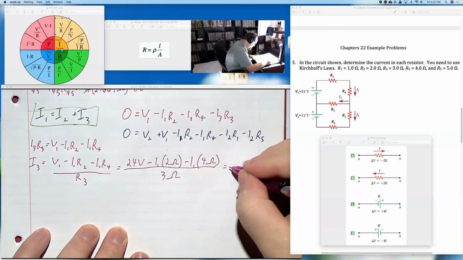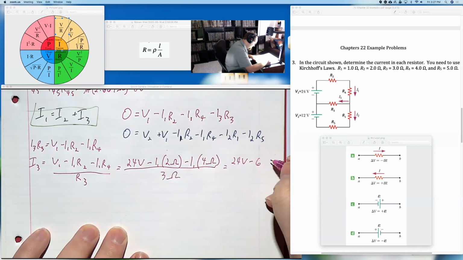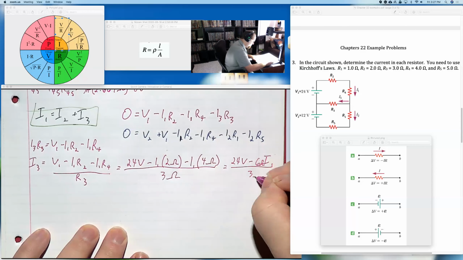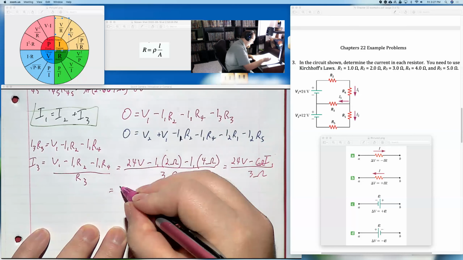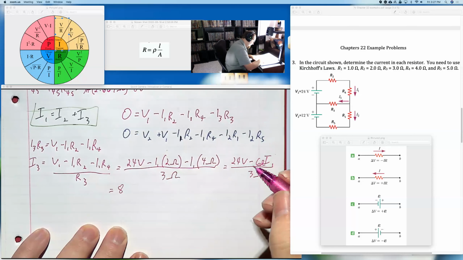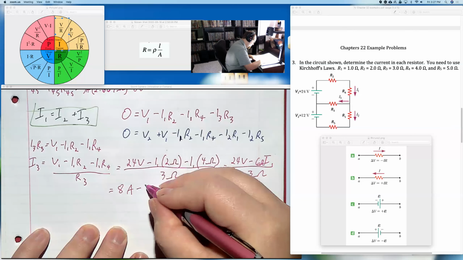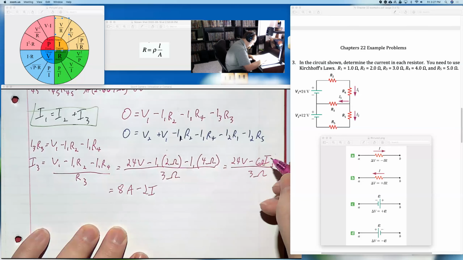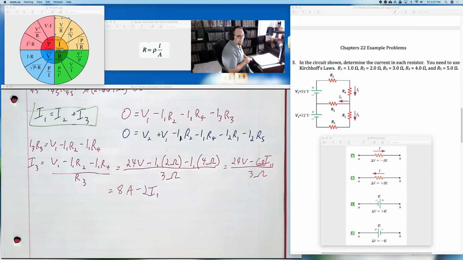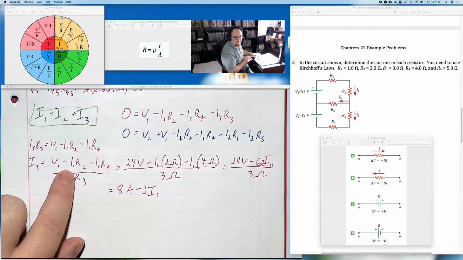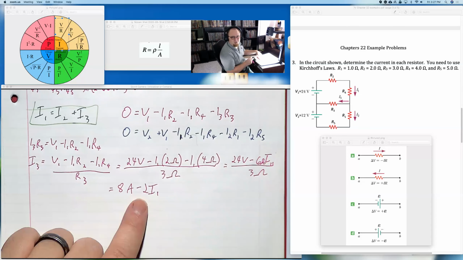That's 24 volts minus 6 I1, over 3, which is 8 amps minus 2 I1. I did that just to simplify it. You don't need to do this. You could leave it all in terms of symbols, and I often will when doing them, but this is going to get ugly. This is a real mess. This isn't such a mess, so I'm just going to do it.